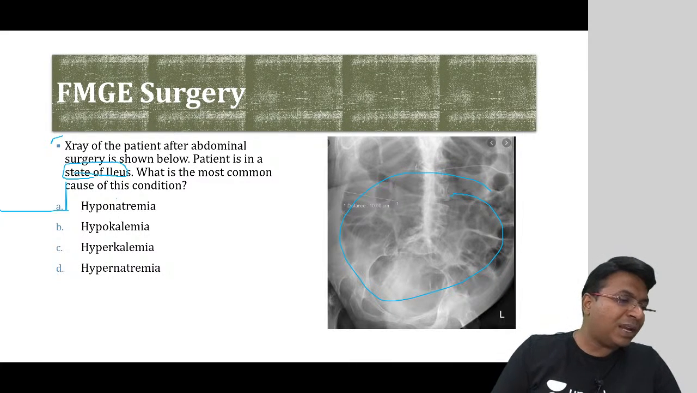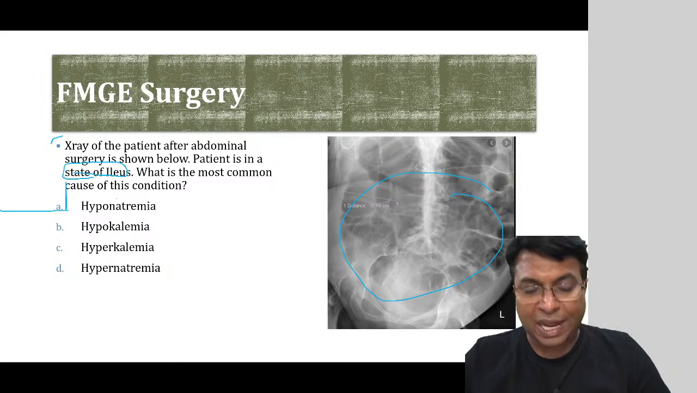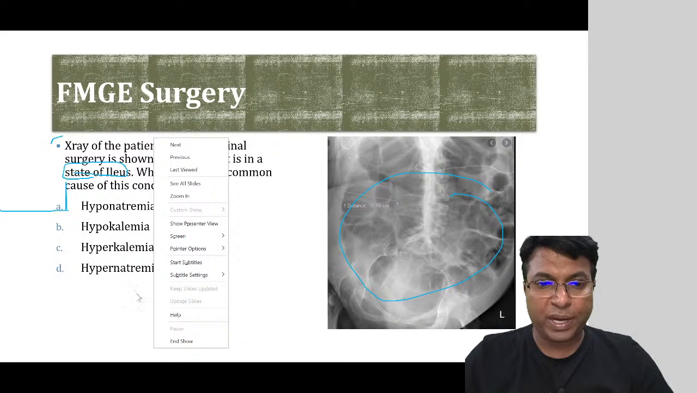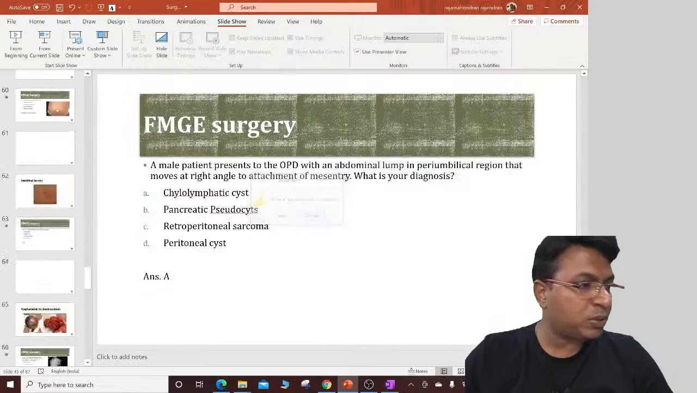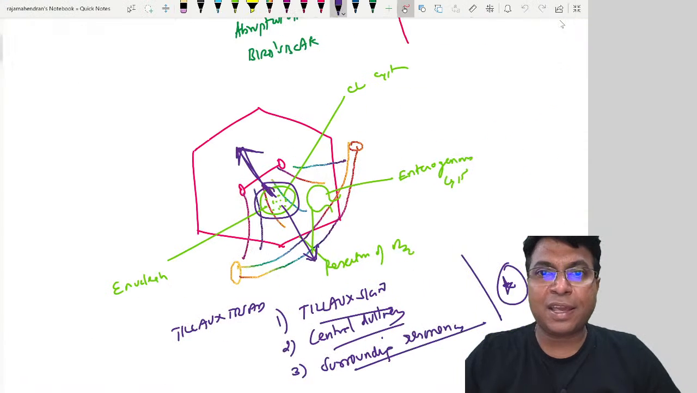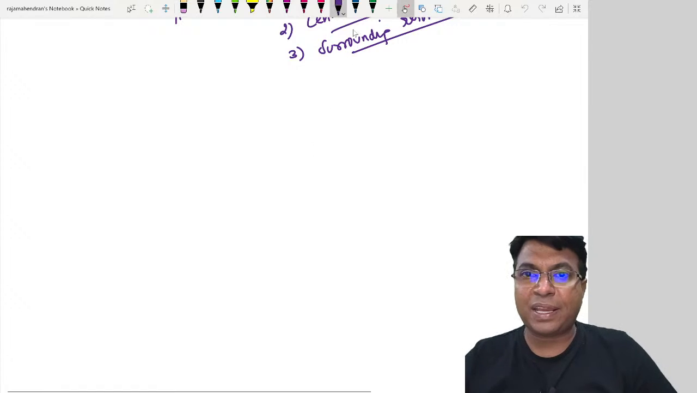Morgagni hernia is very rare. Only this Bochdalek hernia is common. The session time is going to end, that's why I wanted to complete the questions. So let me show you what is this Bochdalek and Morgagni hernia. You should not have a confusion between those two hernias. They both are congenital diaphragmatic hernias.